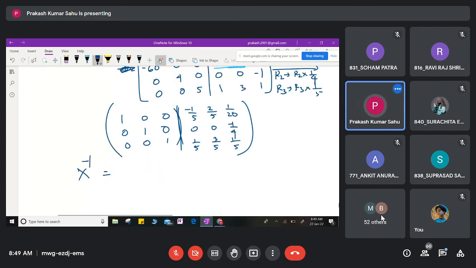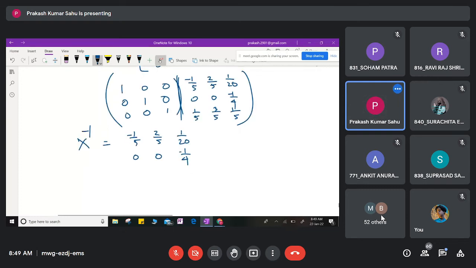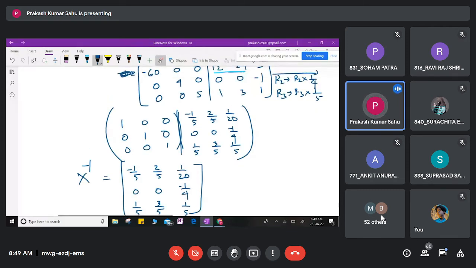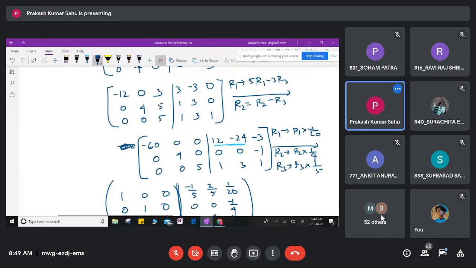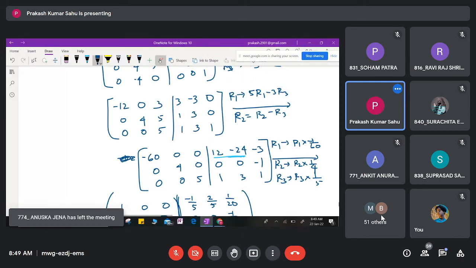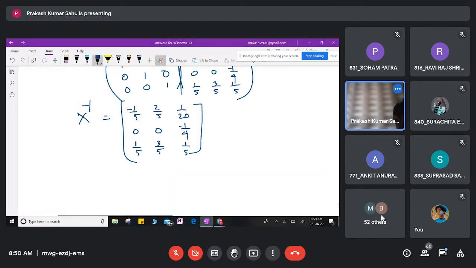So now your x inverse is equal to, this is -1/5, 2/5, 1/20, this is 0 0 -1/4, okay, and this is 1 by 5, 3 by 5, and 1 by 5. ये 1 by 20 आएगा, तो -3/60, ये -3 आएगा। ठीक है, okay, so this is your x inverse, it is correct.